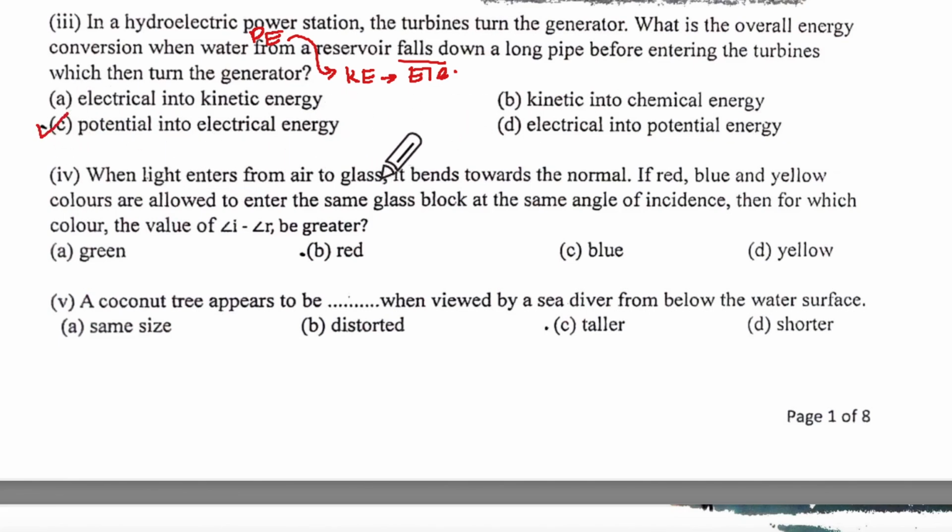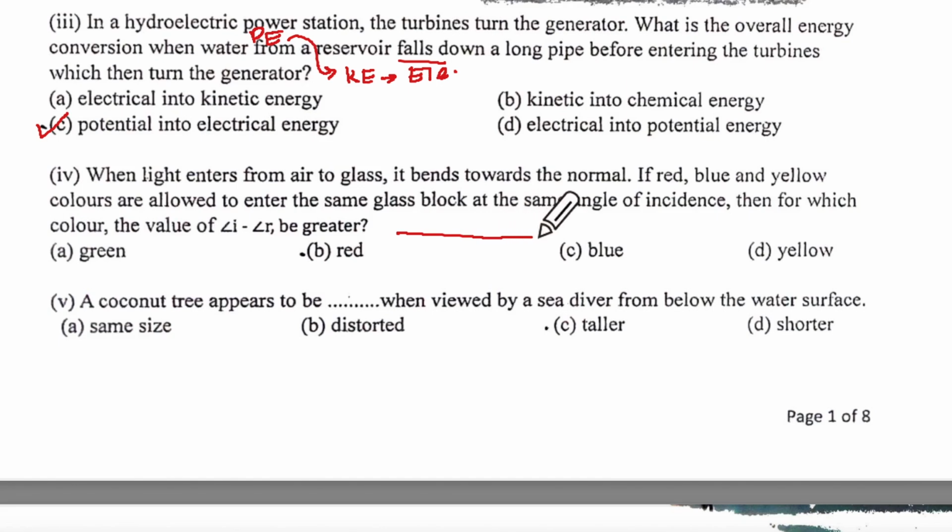When light enters from air to glass, it bends towards the normal. If red, blue and yellow colors are allowed to enter the same glass block at the same angle of incidence, for which color will the value of I minus R be greater? Now here that is the deviation, correct?